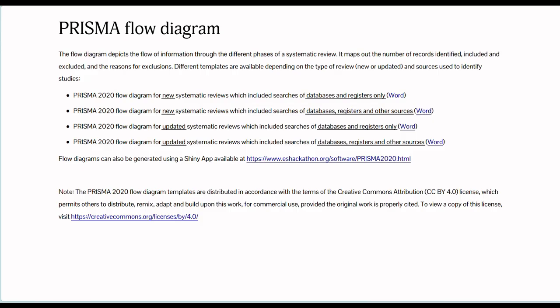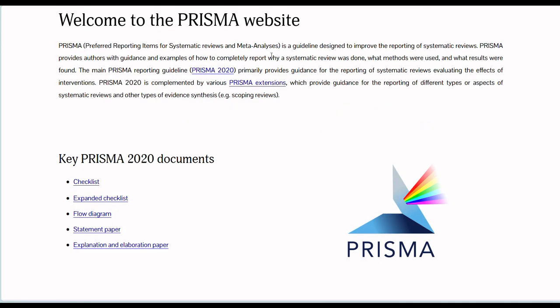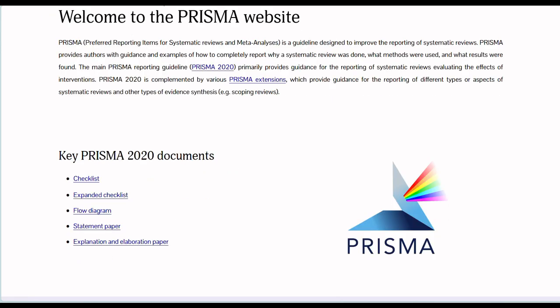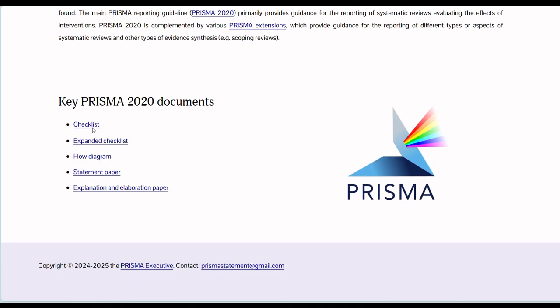If I move to this part now, when you get to the website, you will see that you can have their checklist downloaded, the expanded checklist, the flow diagram, the statement paper, and the explanation and elaboration paper on how to go about an SLR if you are adopting the PRISMA framework. So all this information is contained in this website.